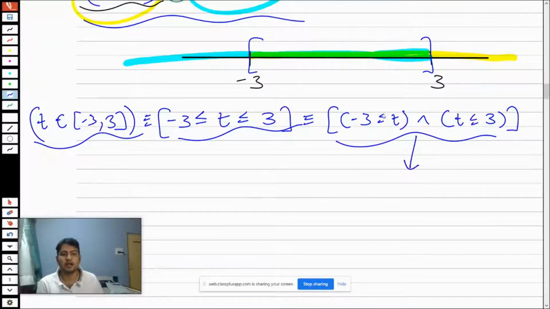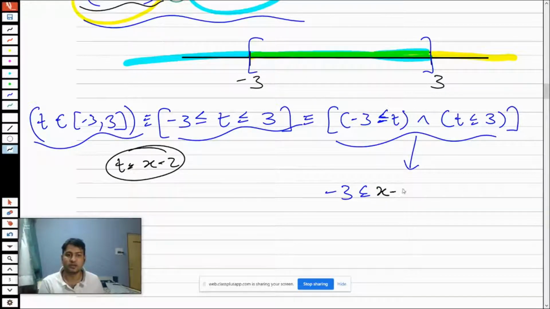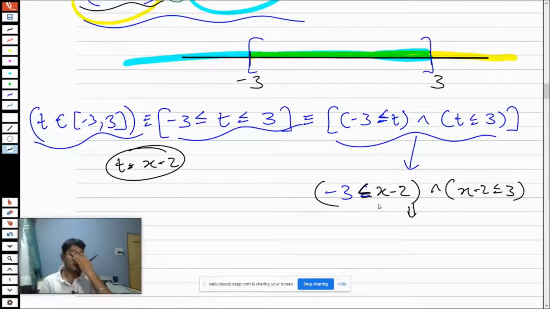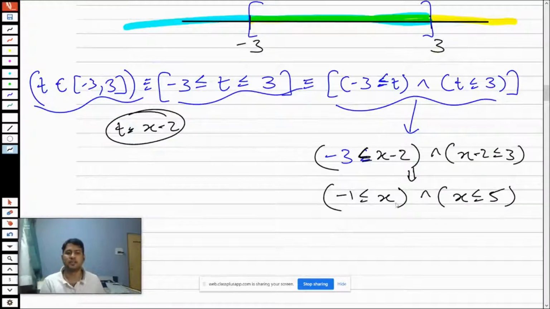Now, from here, I can easily make the substitution back. So this becomes minus 3 less than or equal to, remember that t was x minus 2, so x minus 2, and x minus 2 less than or equal to 3. This implies, now I can put everything in perspective, minus 1 less than or equal to x and x less than or equal to 5. So x has to be greater than or equal to minus 1 and less than or equal to 5. This means that x belongs to minus 1 to 5.